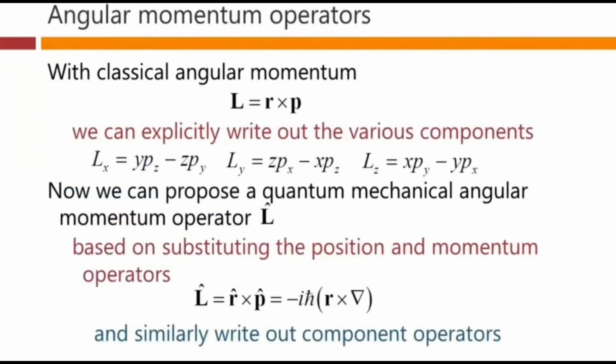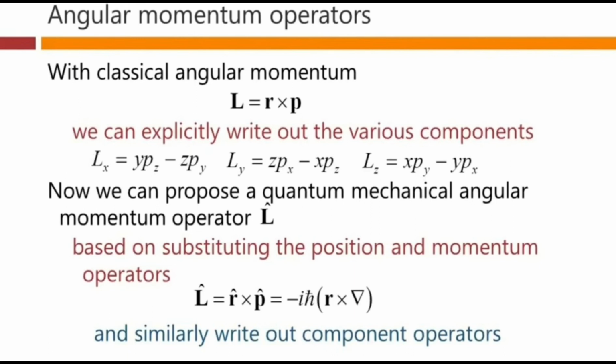Now, with classical angular momentum L equal to r cross p, we can also write this out for the various components, that is Lx equal to y pz minus z py, Ly equal to z px minus x pz, and Lz equal to x py minus y px. And we can propose a quantum mechanical angular momentum L.